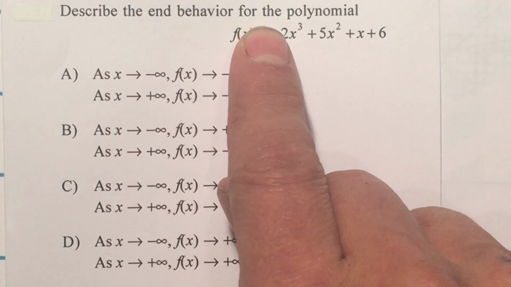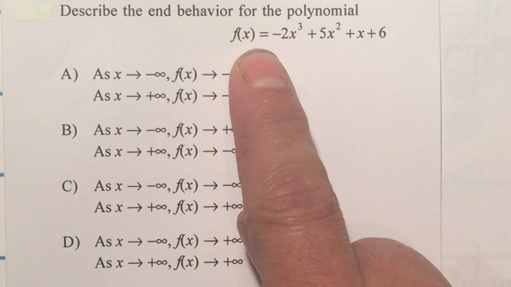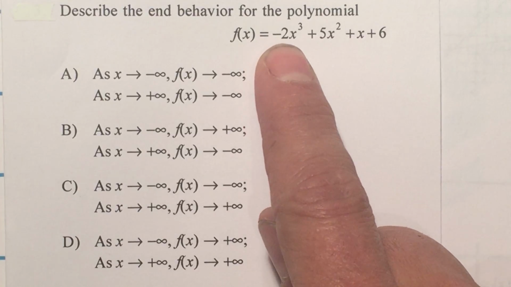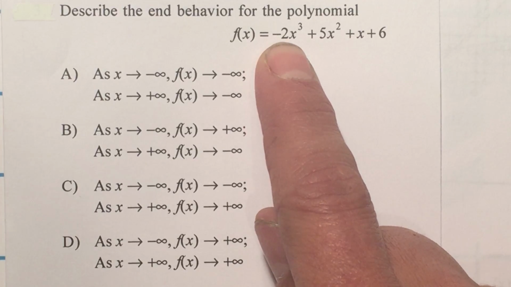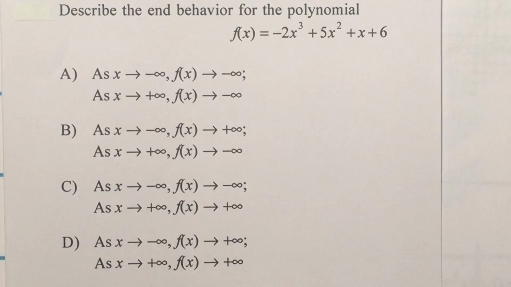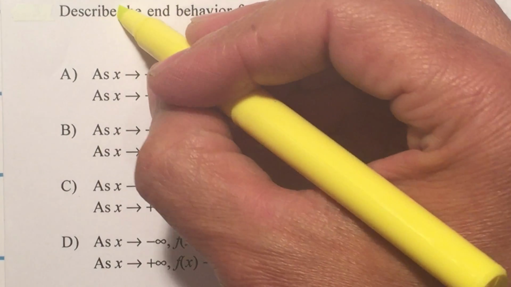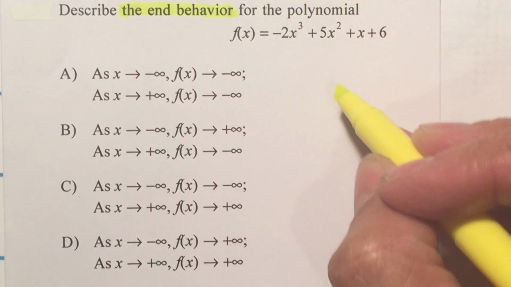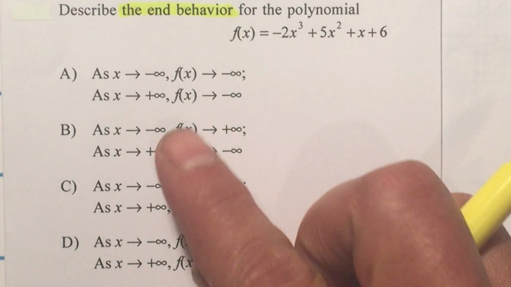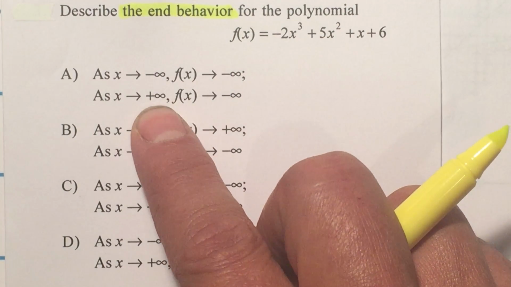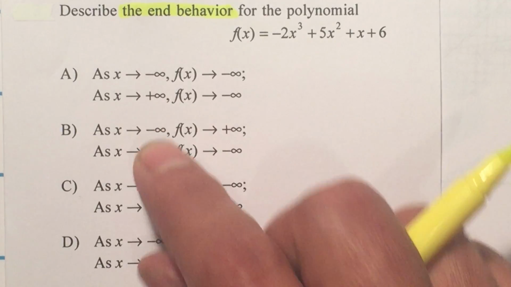Describe the end behavior for the polynomial. They give you a polynomial to the third degree, to the third power, and we need to be able to find what we call the end behavior. How does it behave on the left hand side and on the right hand side as x approaches negative infinity or x approaches positive infinity?